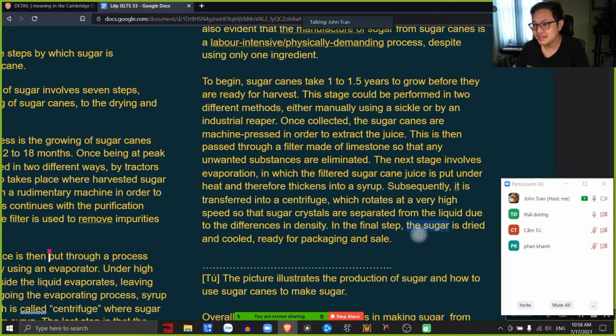Hoặc là them, they. You can use they to refer to sugar crystals, but you can also do this as well, no problem. Có thể thay sugar, the sugar này bằng cái chữ they ở đây cũng ổn nè, đâu thành vấn đề đó. Giống hồi nãy bài của Khanh đó. Sẵn sàng để mà đóng gói và bán đi.